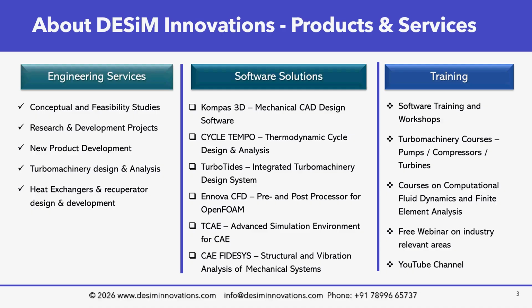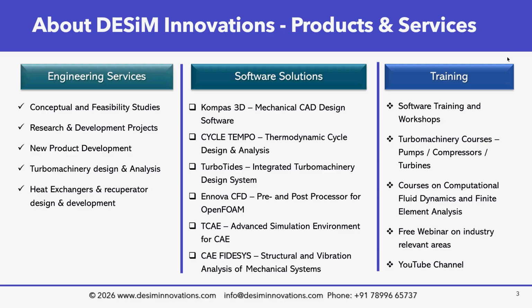Another important area is software solutions, where we work with a wide range of engineering tools and help organizations identify and adopt the right solutions for their workflows. Apart from Kompas3D, we also work with tools such as TurboTides, which is specifically designed for turbo machinery design, Cycle Tempo for thermodynamic cycle analysis, ANOVA CFD for OpenFOAM pre and post processing, and many more FEA and CFD software. We also do a lot of trainings. We regularly conduct workshops and webinars on topics such as CFD, FEA, and other fundamentals related to turbo machinery.